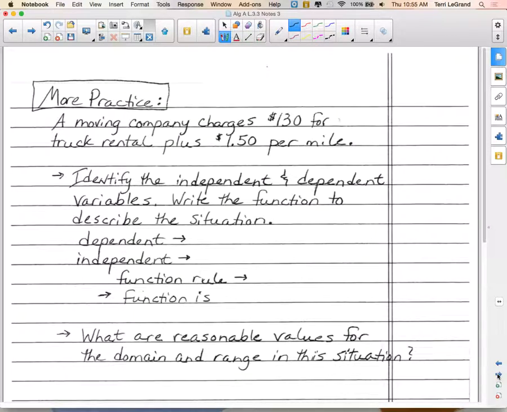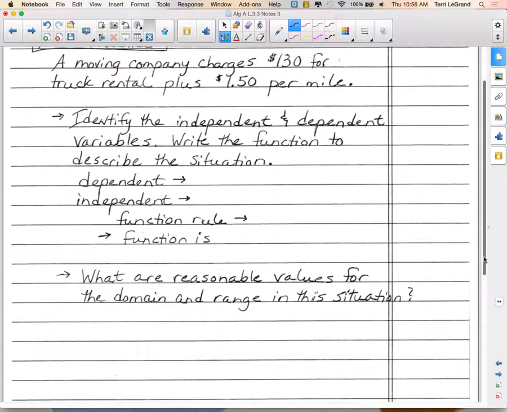More practice. This one's not in your book, so we're going to read it here. A moving company charges $130 for truck rental plus $1.50 per mile. So that kind of sounds like a U-Haul or something, right? Okay. Identify the independent and dependent variables, and then we're going to write a function to describe the situation. Okay. So, what do you think? Say to yourself, what depends on what in this situation?